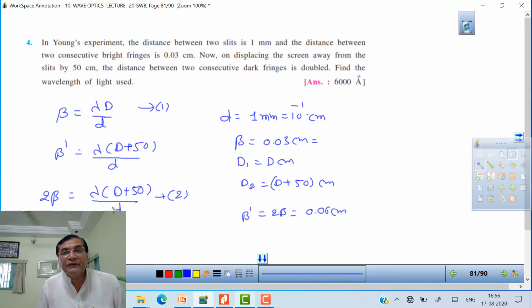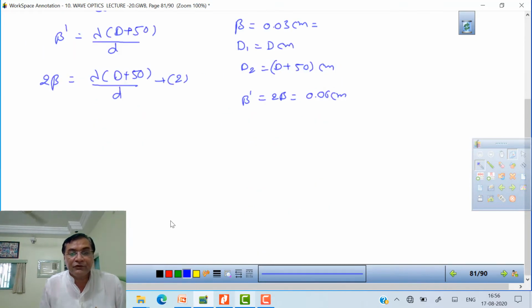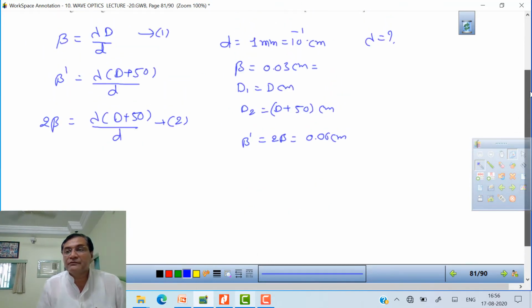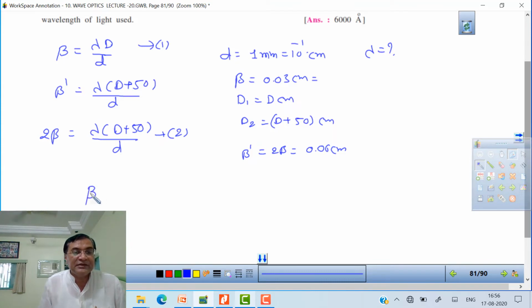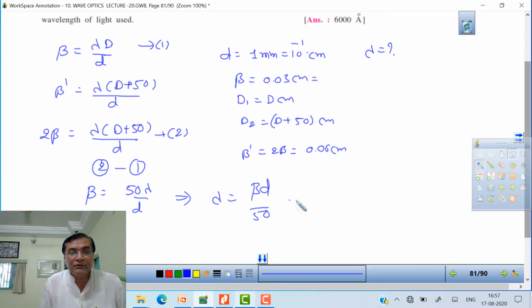Is the wavelength given? No, the wavelength is to be calculated. D is not given, so you cannot substitute the value, but I have to subtract 1 from 3. If you subtract 1 from 3, what will you get? 2 beta minus beta is beta, that is, beta is equal to lambda D upon d. This lambda D will cancel out, so you will get 50 lambda upon d, which implies that lambda is equal to beta d upon 50.